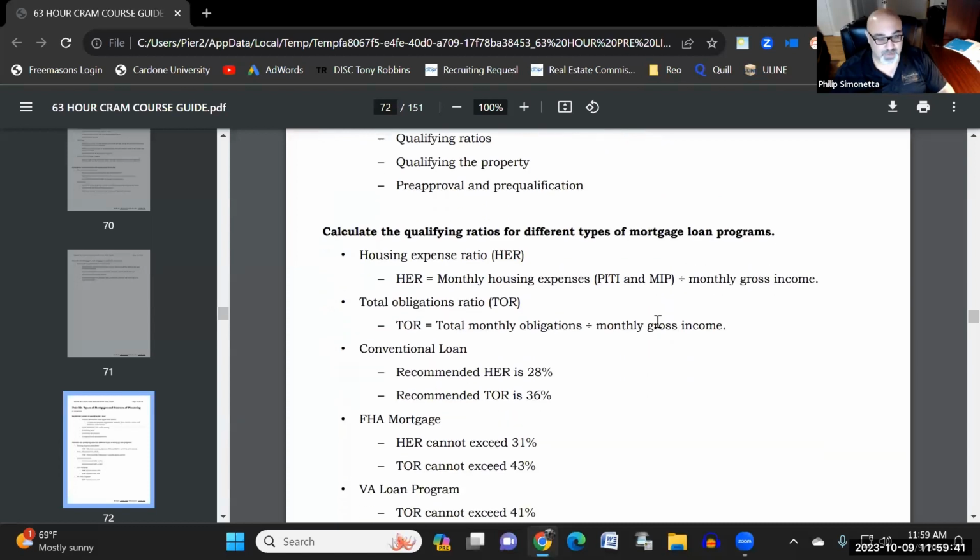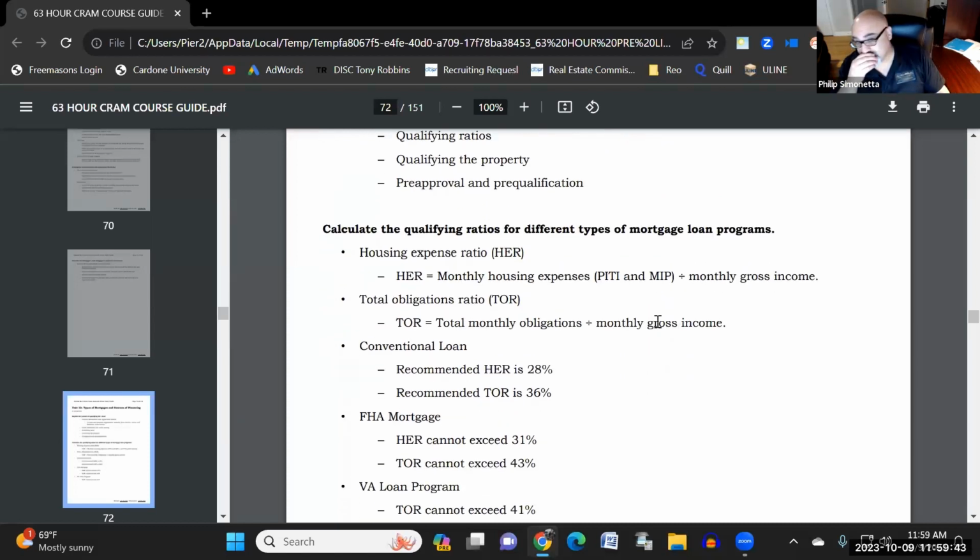Okay, now you've got to remember the qualifying ratios. You have to be able to calculate the qualifying ratios for different types of mortgage loan programs. All programs have different ratios. So you have the housing expense ratio and the total obligation ratio. Remember that on our practice exam? So the housing expense ratio is the HER, and the total obligations ratio is the THRU.